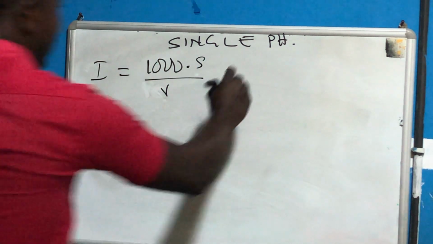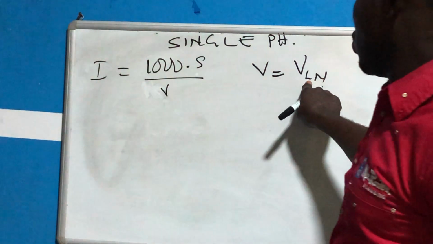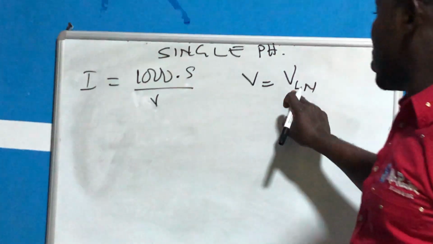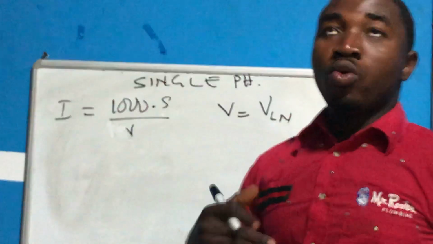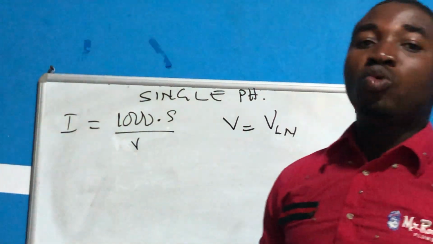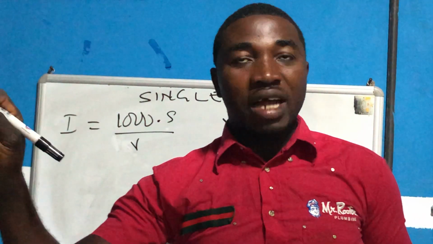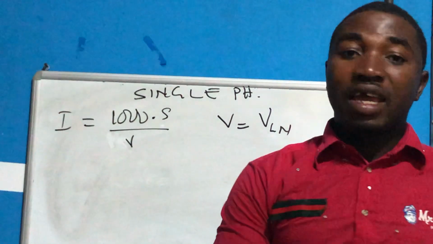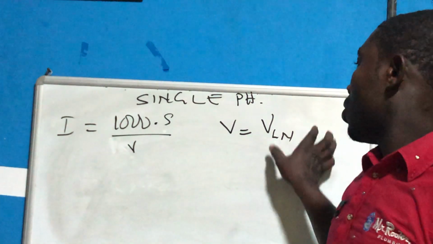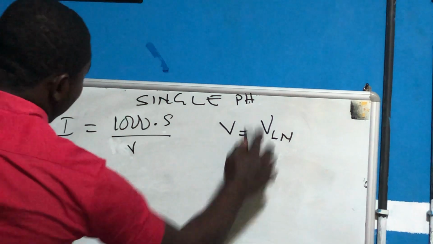Here, the voltage will be V subscript Ln, which is line to neutral. As I said, in single phase, when we want to measure the voltage it will be from the live conductor to the neutral. That's the potential difference of the live conductor and the neutral conductor. So the voltage here is line to neutral voltage. So now let's take an example.